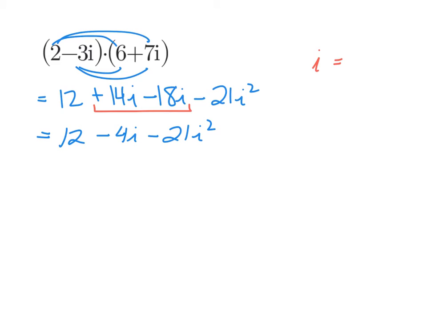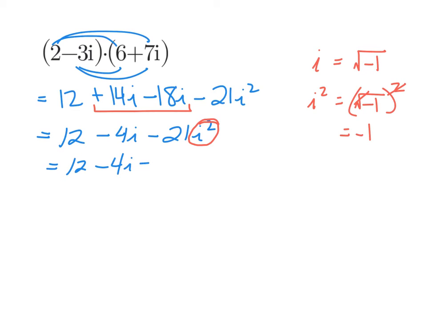First of all, remember that we defined i to be the square root of negative 1. So if I want to find out what i squared is, I'm going to take the square root of negative 1 and square that. Those two will cancel, so i squared is going to equal negative 1. Back to our problem, that means this i squared is really just negative 1.